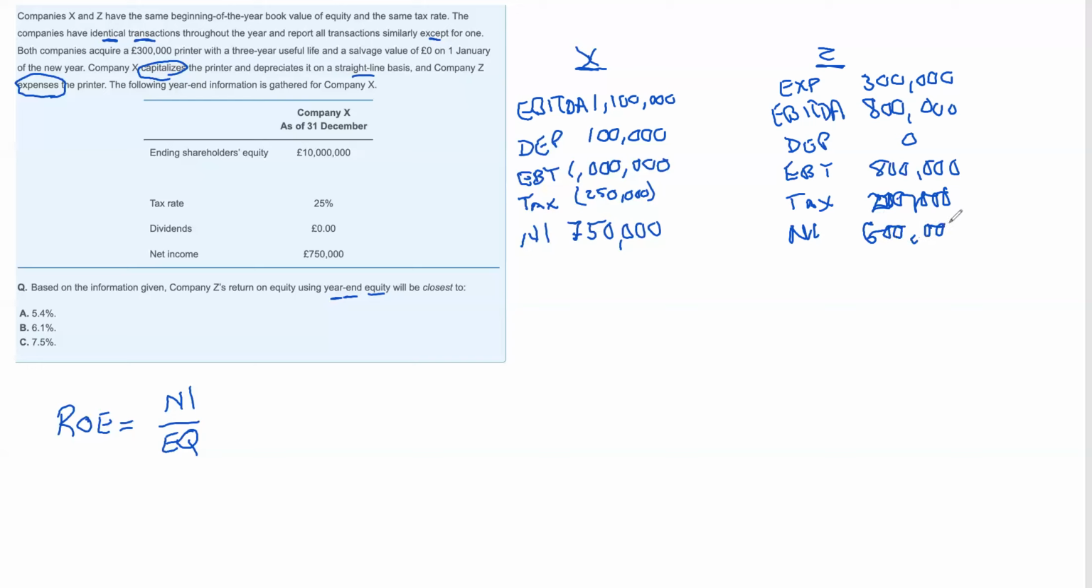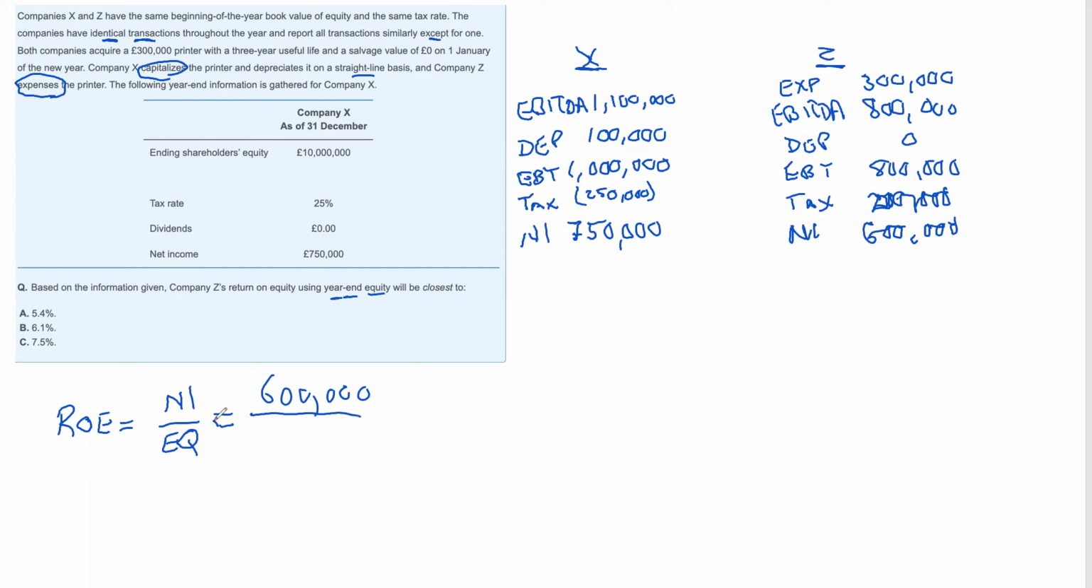600,000. Okay, so we've got 600,000. So now we've got our figures here. We have the net income. So I can come down to my formula and I can put in my figure. So let's just make this a little bit easier to read there. Okay, so we'll put this in here as the net income. Net income, 600,000. All right, so we've got the top line here. And now we just need to get the equity.